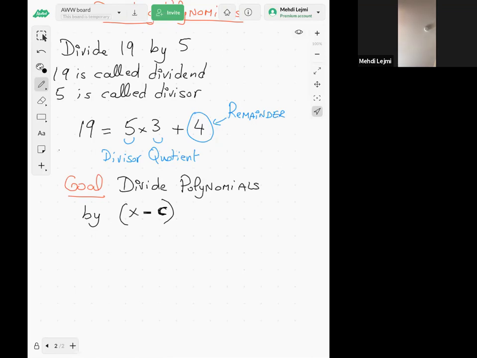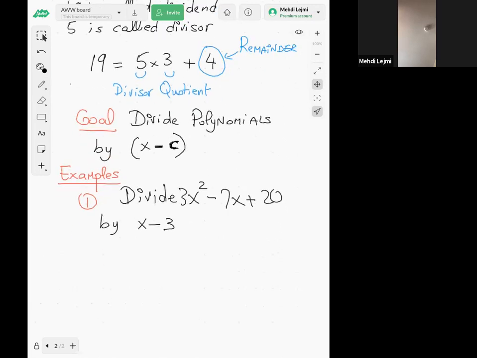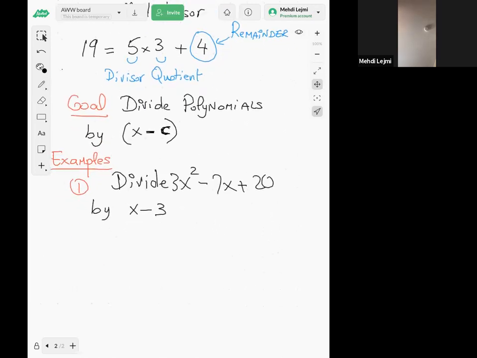All right, so example 1. We're gonna have 2 or 3 examples, guys, so we can understand how it works, right? So first, let's say you want to divide 3x squared minus 7x plus 20 by x minus 3.